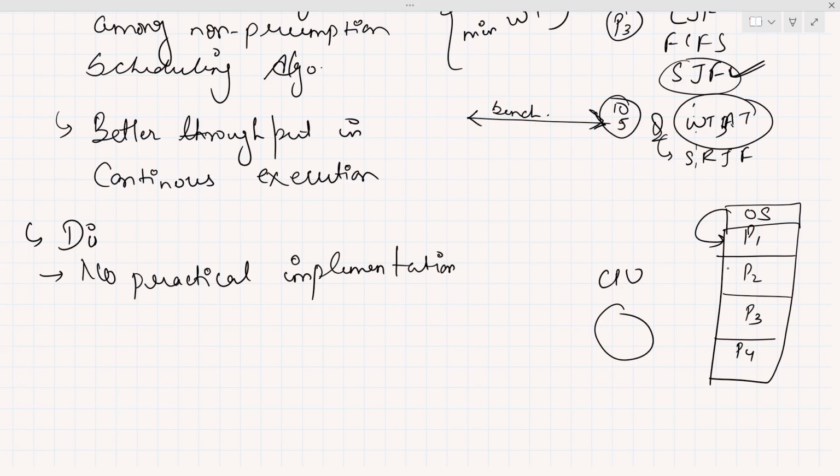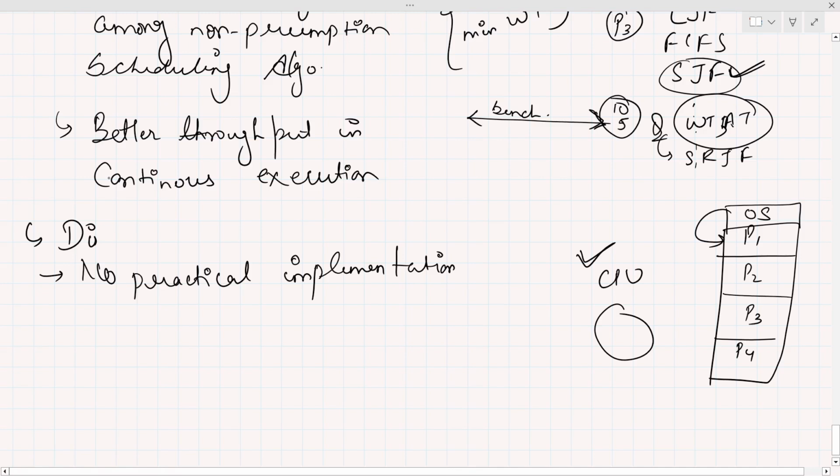The CPU will definitely know the burst time of a process, because the CPU is executing that process, but the operating system doesn't know about that. The operating system is the main thing in a computer. So if the operating system does not know about that, then how can we implement this scheduling algorithm? We can't, because the operating system cannot control these things without knowing the burst time. That's why there is no practical implementation of SJF, shortest job first.